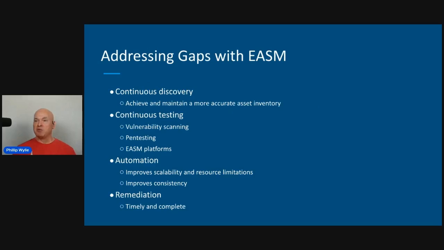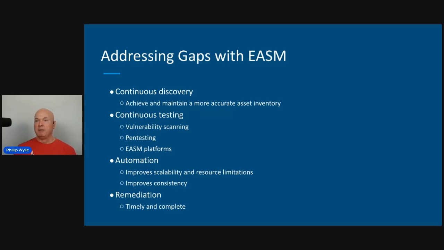So, addressing gaps with external attack surface management. Continuous discovery. Make sure you're continuously discovering and rescanning your environment, keeping that asset inventory up to date. And the good thing about the asset inventory, going back to penetration testing, is you've got a more accurate inventory that you can give to the pen testers to thoroughly test that environment.